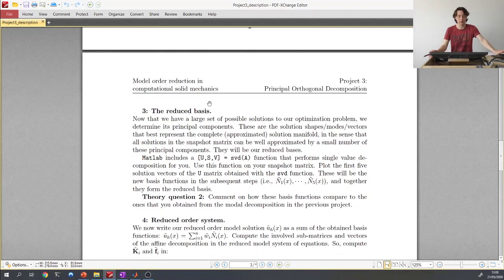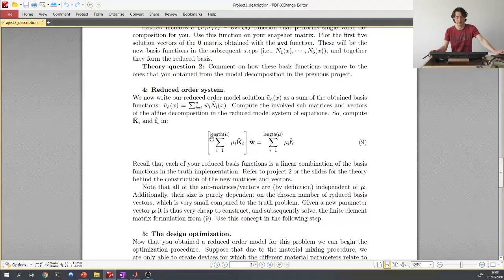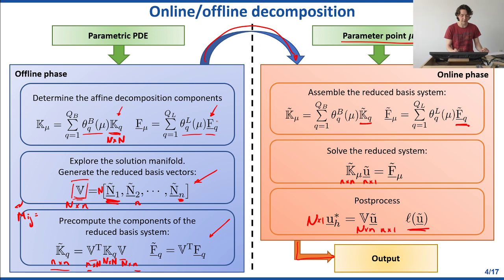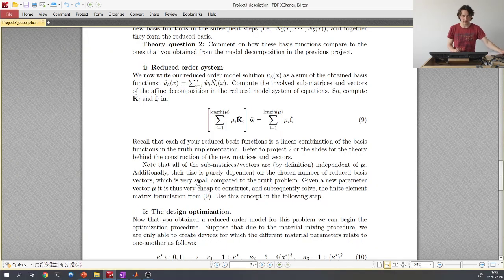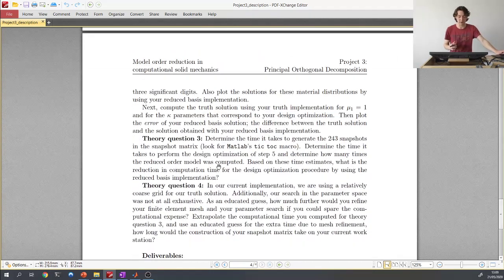After that, you'll use the knowledge from the snapshot matrix to create a reduced basis method. Matlab has the SVD function that, as we talked about today, is what we're going to use. Then you create the reduced order system. So at this point, we've gone through the first step, the affine decomposition part. We have explored the manifold, created the reduced basis, and we are pre-computing the components of the reduced basis system. That is this step. And after that, once you have created the reduced basis method, I want you to do the design optimization. That's not specifying exactly what I would like to see there.